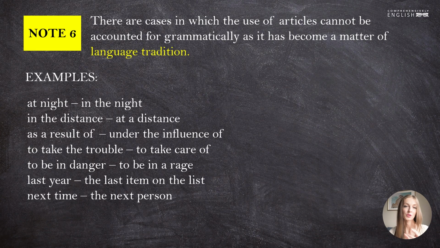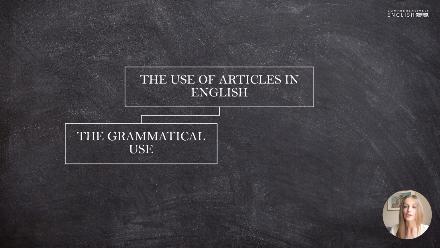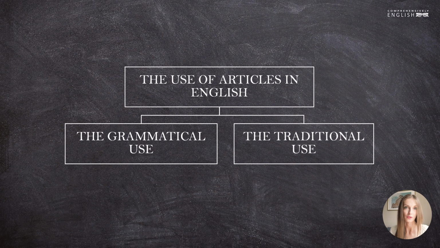For instance, when we speak about names of countries, traditionally we do not use any articles. There are some territories that go with the definite article the. You say Japan, but the Congo or the Sudan, for instance. Thus, when we speak about the use of articles, we divide all the cases into two groups: the grammatical use of articles and the traditional use of articles.